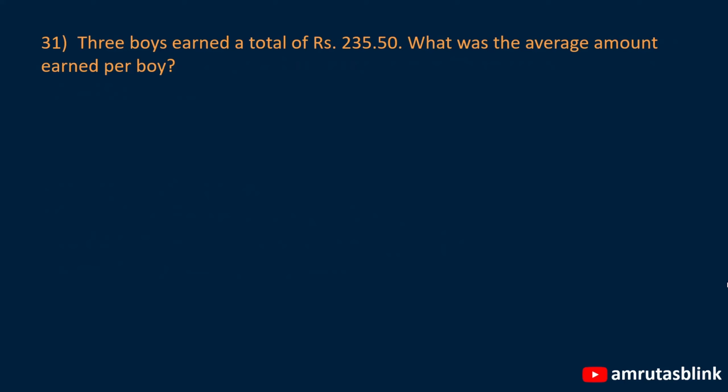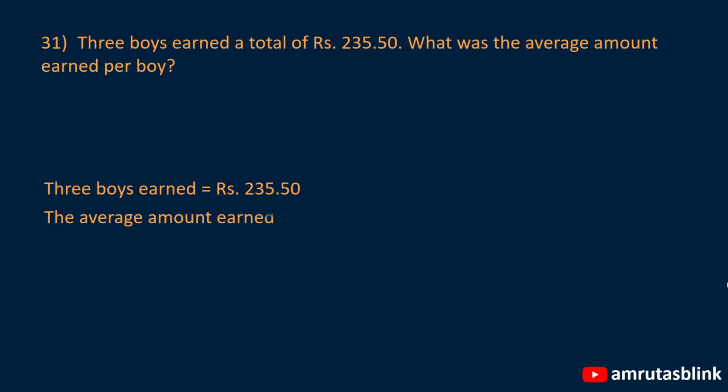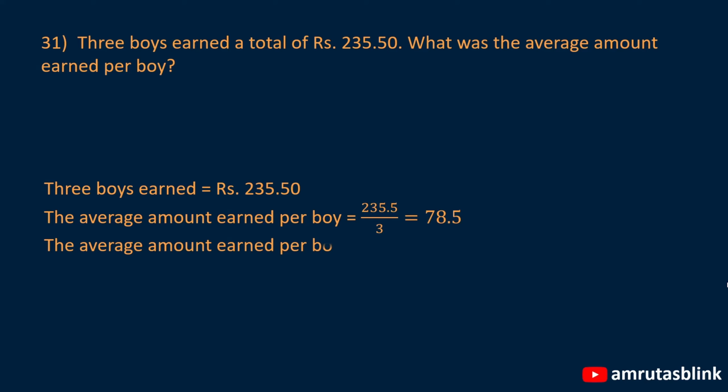Now how many boys are there? There are 3 boys. And how much have they earned in total? They have earned rupees 235.50. So the average amount earned by each boy is equal to rupees 235.50 divided by 3, which is nothing but 78.5. Hence we can say that the average amount earned per boy is equal to rupees 78.5.